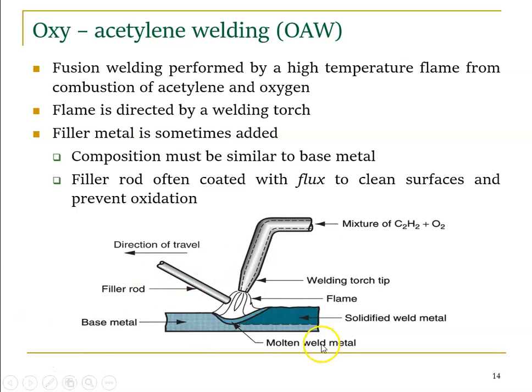So this is the image of gas oxy-acetylene welding. From the bottom we have a base metal, and we have two metals over there. We will make the joint in between these two. So we have a nozzle.